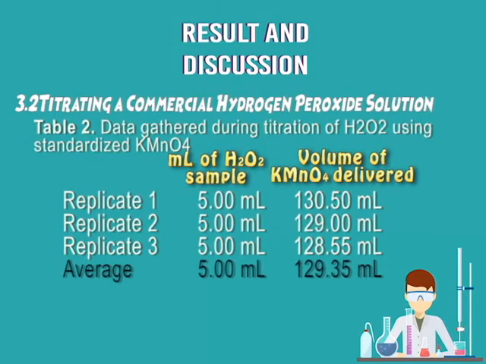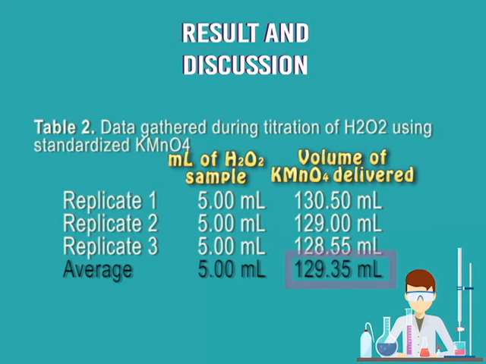Table 2 shows the gathered data during the titration of the hydrogen peroxide solution, such as the amount of the sample and the volume of the potassium permanganate that was delivered. In each replicate, the volume of the potassium permanganate delivered agreed within plus or minus 1, which indicates precision of the recorded data. The volume of the potassium permanganate delivered was 130.50 ml, 129 ml, and 128.55 ml from replicate 1, 2, and 3 respectively. The average volume of the delivered potassium permanganate was 129.35 ml.